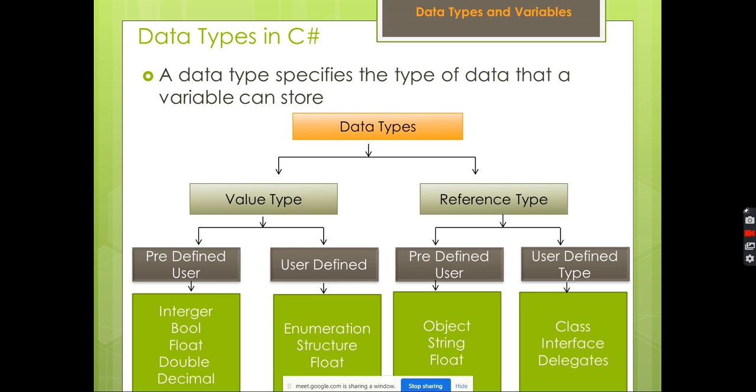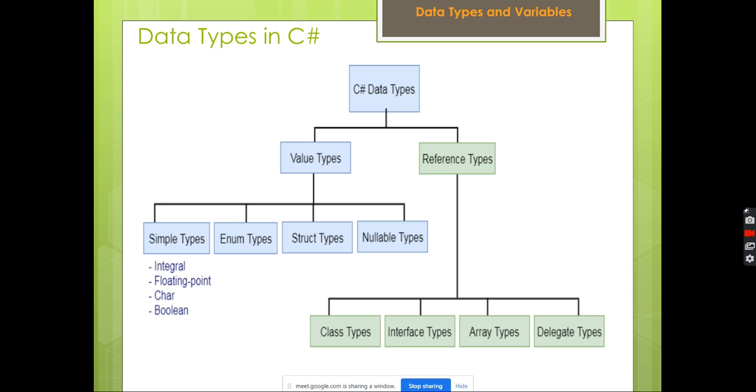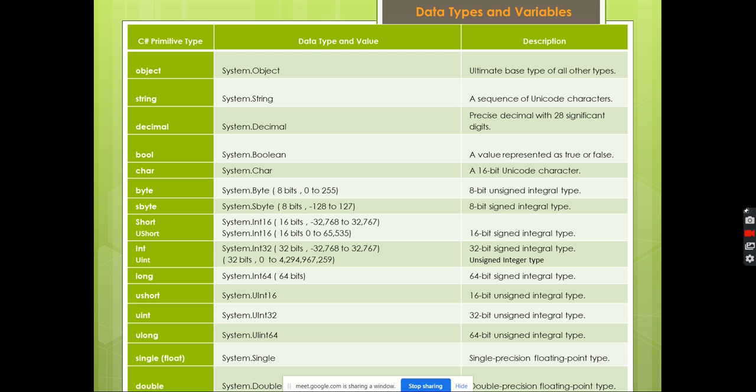For the reference type, what will happen? The address will be stored in another address. What are the reference types? Object is a reference type, class is a reference type, string. Okay, these are the classifications of reference and value types.